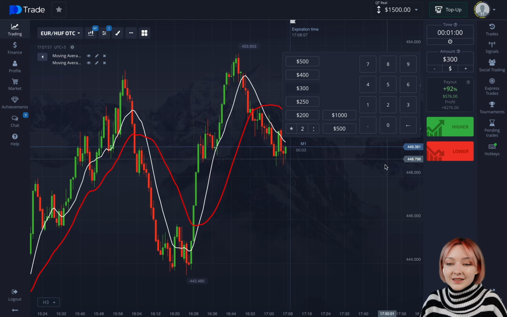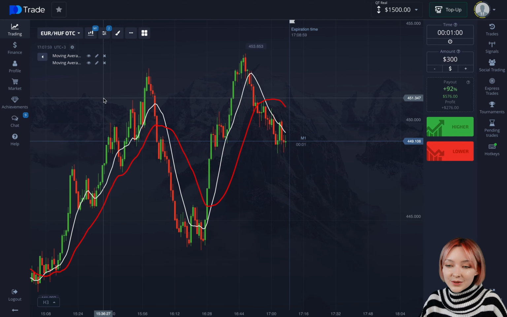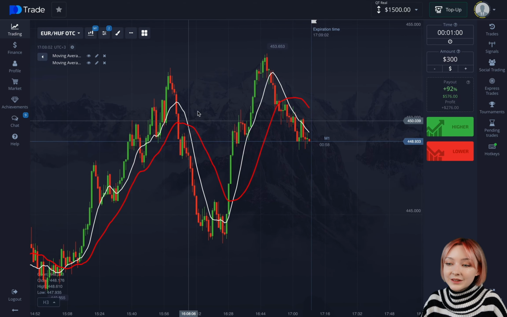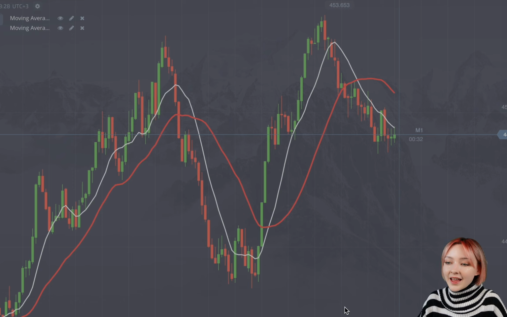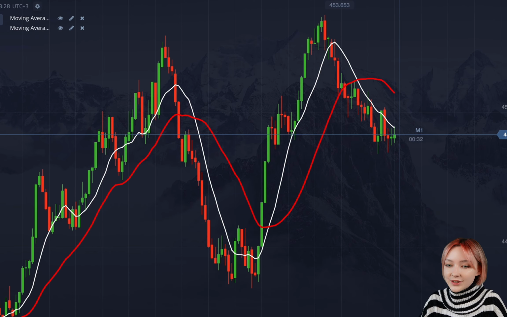The principle of today's strategy is matching the 2 lines' intersections with trend reversals. If you pay close attention to all of these intersections, you can notice some patterns. The white line staying above the red one indicates a prevailing uptrend on the market, and as soon as the white line falls below the red one, a downtrend appears.